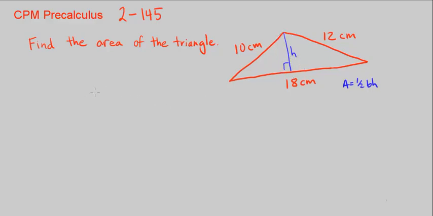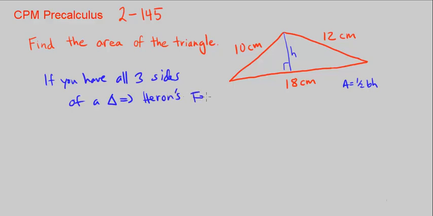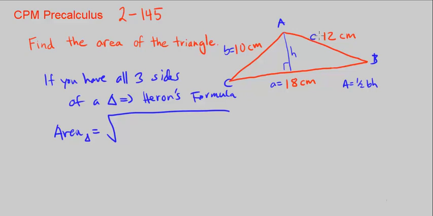But one thing to note is if you have all three sides of a triangle, this guy named Heron, yeah. There's this thing called Heron's formula, which says the area of a triangle is equal to the square root of, let's say this is A, B, C. So this is side A, B, and C, right?